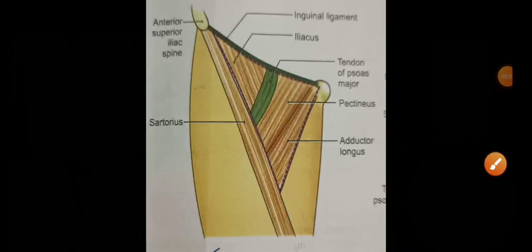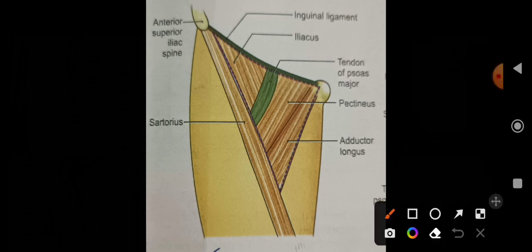So we're going to be talking about the femoral triangle. It is a triangle. Basically, it's just a depression in the upper one third of the thigh. It's located medially and just immediately below the inguinal ligament.